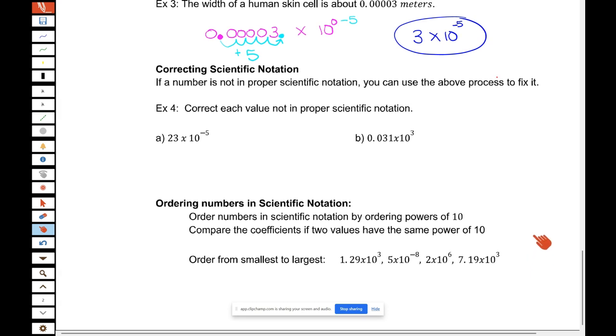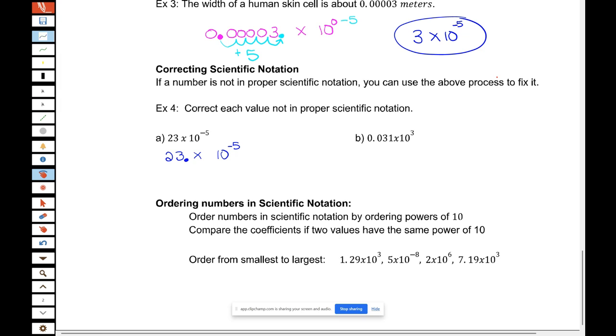Okay, next, we're going to talk about correcting a number in scientific notation. We're going to use the same process we did just now to change a number into scientific notation. However, we won't need to write a times 10 to the 0 because it's already got a times 10 to the something. All right, so I have 23 times 10 to the negative fifth. The decimal in 23, if it's not there, is at the end of the number.